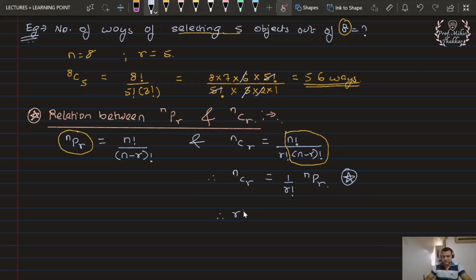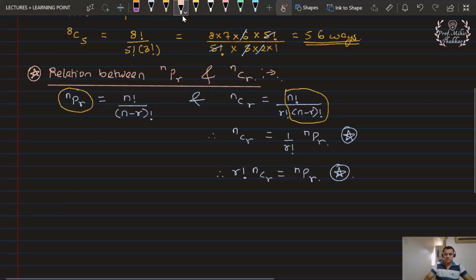Otherwise, I can say that r factorial into nCr is equal to nPr. This is the second way of writing the relation between nPr and nCr. So in case when you are given the values of nPr and nCr, and then from that if I want to find the values of n and r, we can use this particular relation. We'll look at an example for this later on when we come to that question in our exercises.